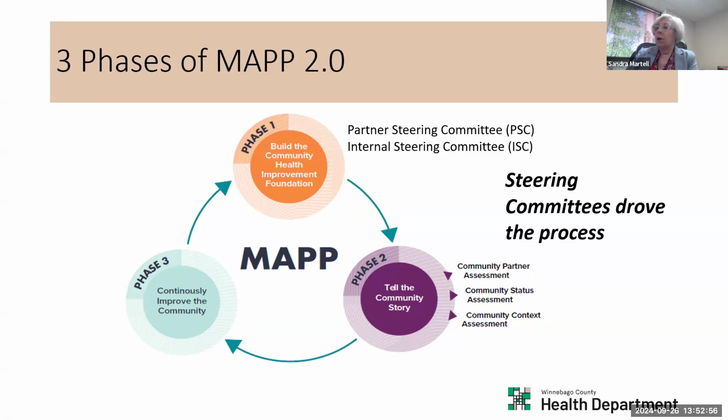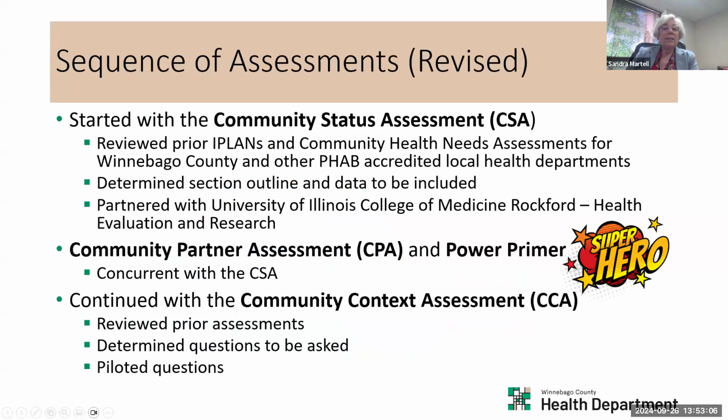So, again, we know that the community context assessment is part of phase 3 of MAPP 2.0. Next slide, please. So that gives you an idea. We started with the community status assessment. Why? Because I always say that may be considered the low-hanging fruit. Those are your big data sets that you've got. We also reviewed prior IPLANs and the community health needs assessment for Winnebago County and other FAB accredited local health departments to find out what was being included, where were they going. And again, those two committees determined what section outline and the data to be included.